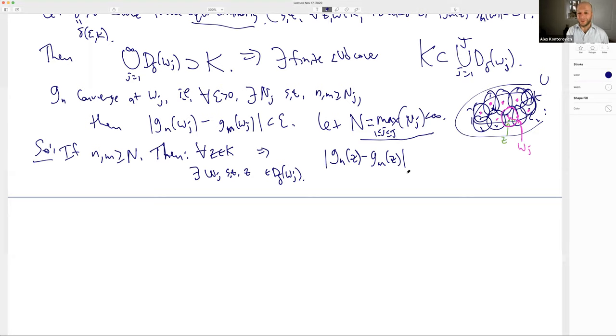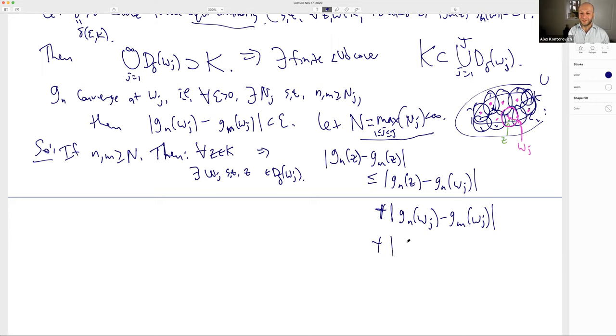And so how are we going to do this? It's a three epsilon argument. gn of Z minus gn at Wj, plus gn of Wj minus gm of Wj, plus gm of Wj minus gm of Z. That last one is supposed to be an m. Okay, does everybody see that? I just added and subtracted gn of Wj and gm of Wj and took the triangle inequality.